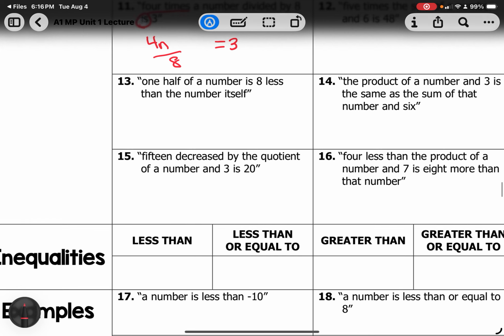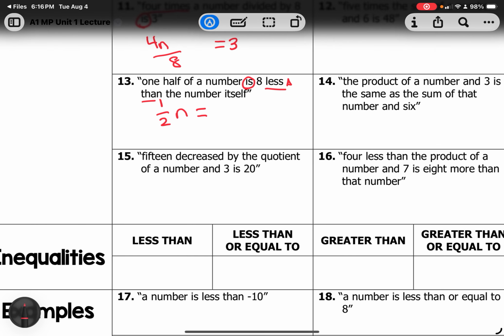Number 13. 1/2 of a number is 8 less than the number itself. So 1/2 of a number is 8, less than, that's one that I have to watch out for, 8 less than the number itself. So it's going to be n minus 8 because that less than is a turnaround phrase. We have to flip it around. Please go ahead and work number 14 on your own, and I'll check it tomorrow in class.